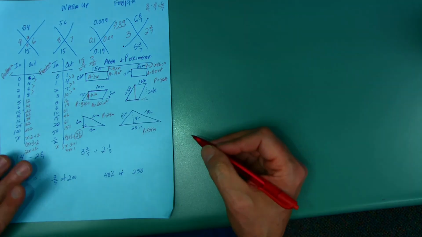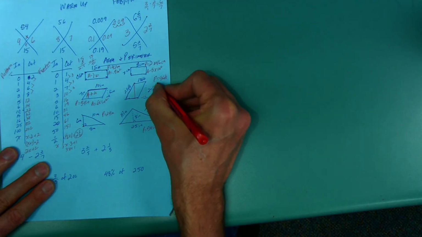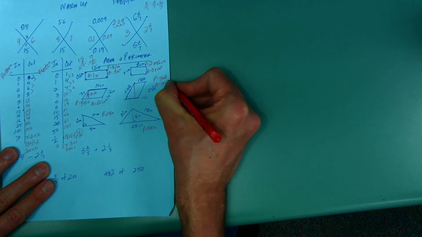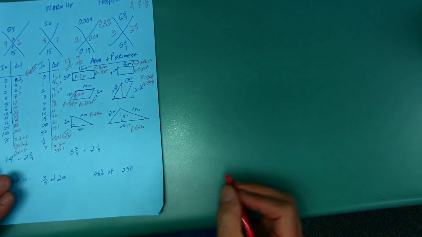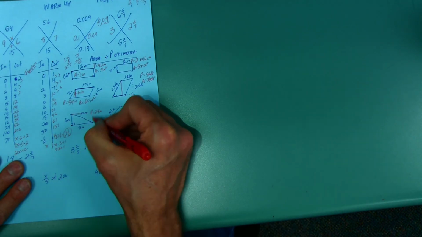I just made a rectangle, and it's 20 tall and 18 wide. 20 times 18 is 340. So this is going to be 340 square feet. 340 square feet. Now the triangle, remember what the triangle is, half of a rectangle.